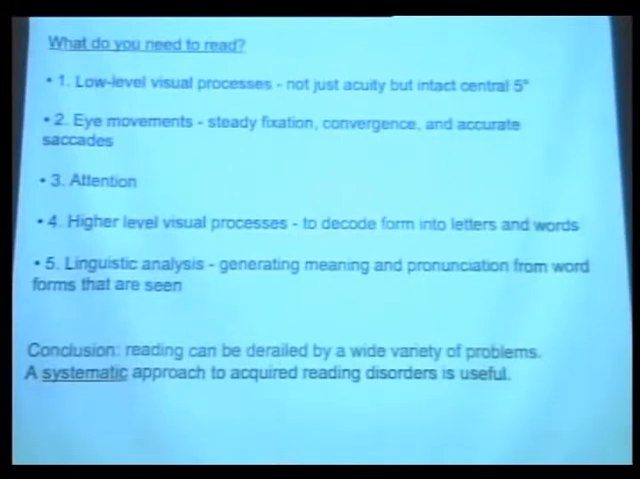There are 2 things at this level. One is higher level visual processes. That's decoding what you're seeing, the lines, the bars, the bright spots, and the dark spots, into letters and words. And then finally the linguistic analysis, taking that complex visual construct your brain has made and trying to understand the meaning and pronunciation from the word forms in front of your system. So reading can be derailed by a wide variety of problems, and you need to take a systematic approach, and I hope this 5-step process is something that can help you with that.